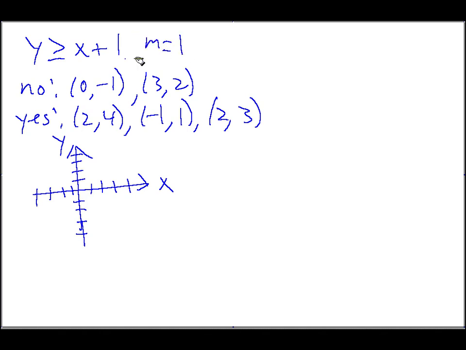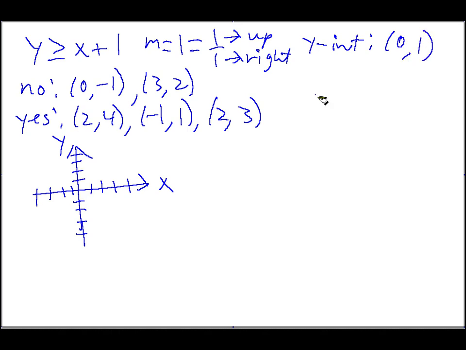Well, the slope is what? 1, right? The number next to x is an invisible 1 here. So let me treat that as 1 over 1. That means what? 1 up and 1 to the right. And the y-intercept of this line is also 0, 1.